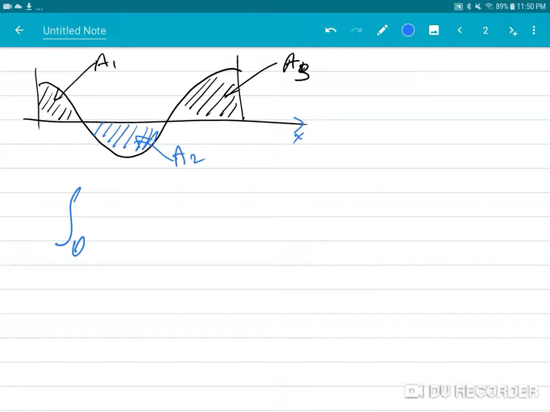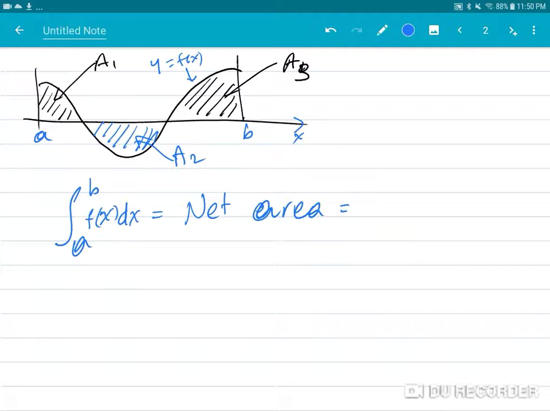So the integral from a to b, here is your a, here is your b, this is y equals f of x. The integral from a to b of f of x dx is actually the net area. This is actually A1 plus this negative value A2 plus a positive value A3. Okay? So that gives you the net area. That's what the limit approaches to. That's what the integral is. This is the definite integral.